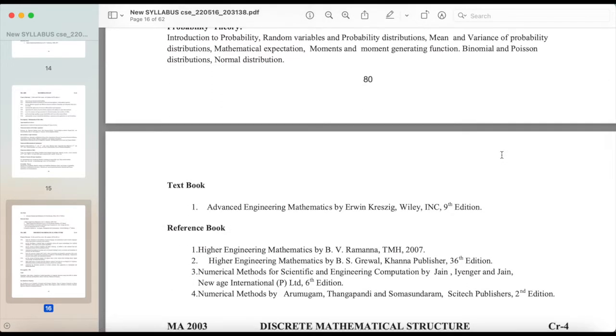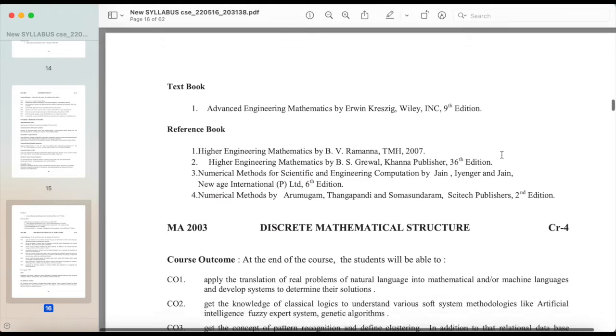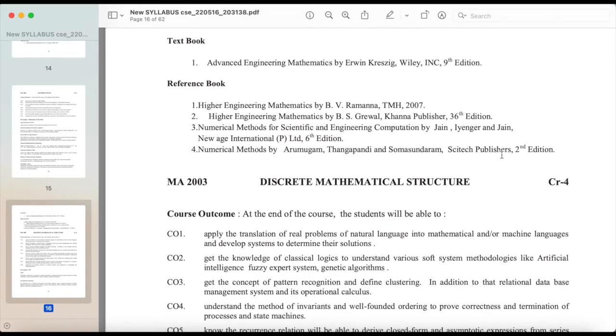method, probability theory, introduction to probability, random variables and probability distributions, mean and variance of probability distributions, mathematical expectation, moments and moment generating function, binomial and Poisson distributions, normal distribution.